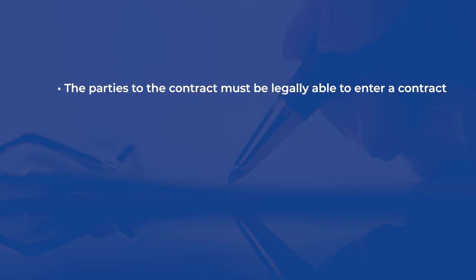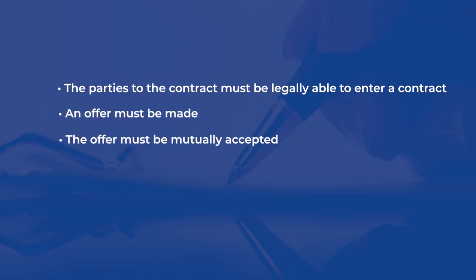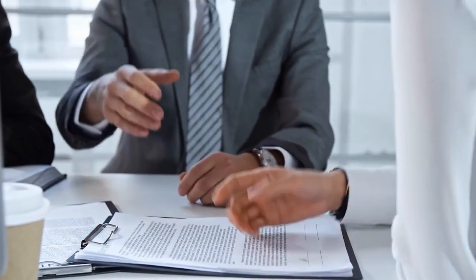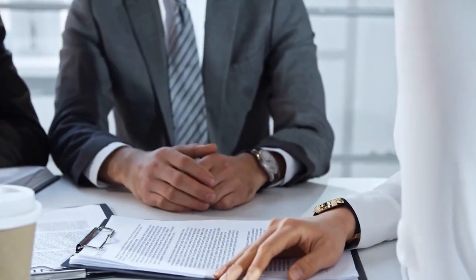First, the parties to the contract must be legally able to enter a contract. Then, an offer must be made. The offer must be mutually accepted. The contract must have a legal purpose, and consideration must be clearly spelled out. Once there is a contract that meets the requirements of formation, the parties can proceed.